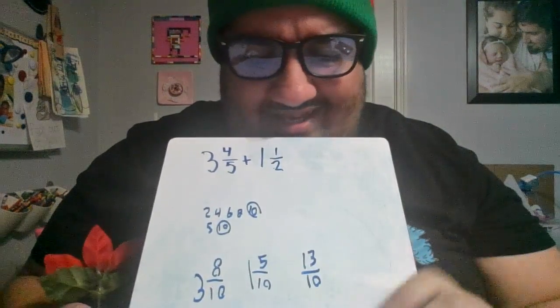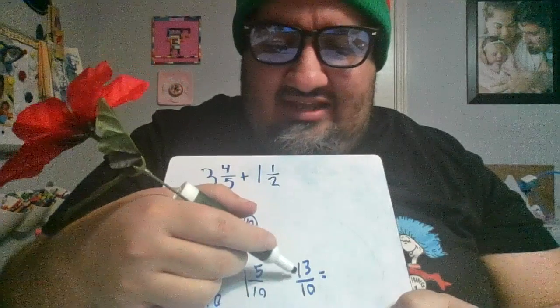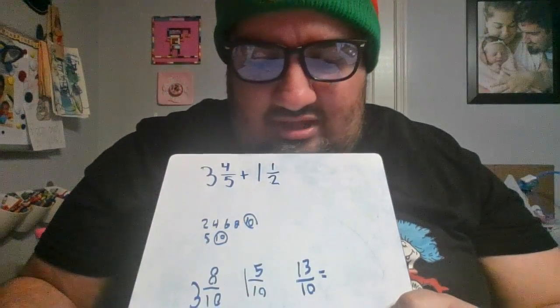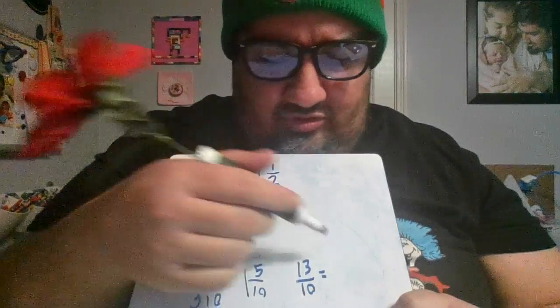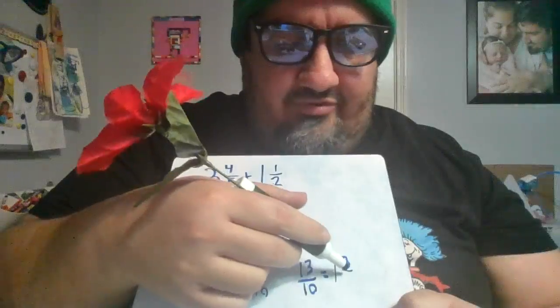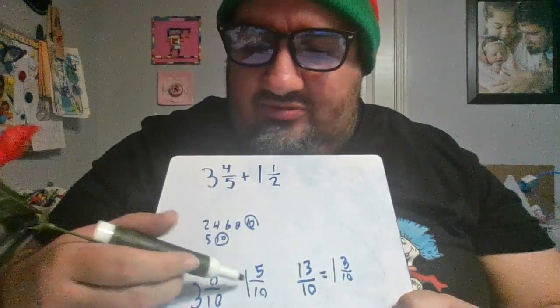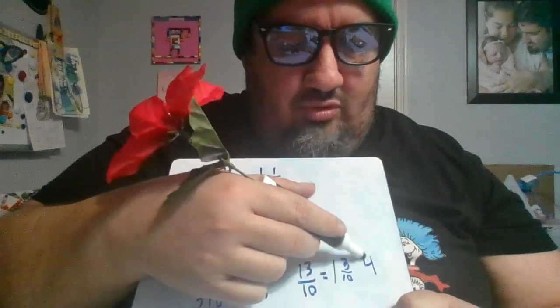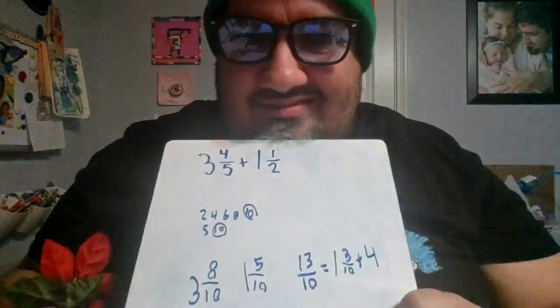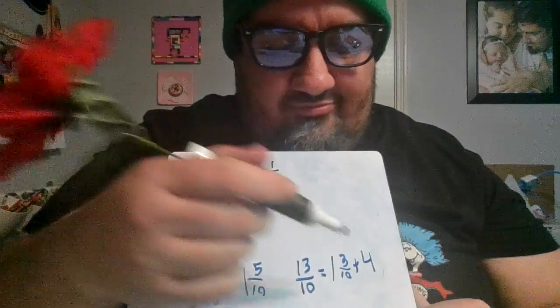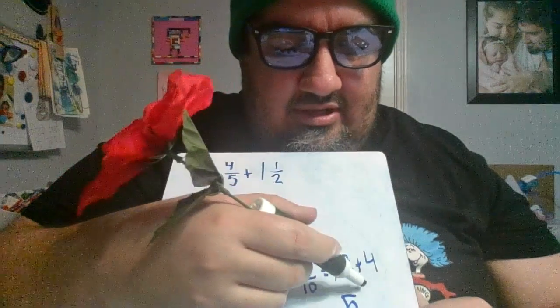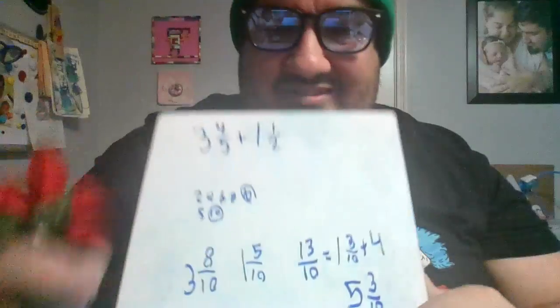Oh my gosh, that is an improper fraction. No bueno. We cannot leave that. And we have to say how many times is 10 going into 13? It goes in 1 time with 3 left over. And then 3 plus 1 is 4. So 4 plus 1 and 3/10. So 1 plus 4 is 5 and 3/10. And that is our answer.